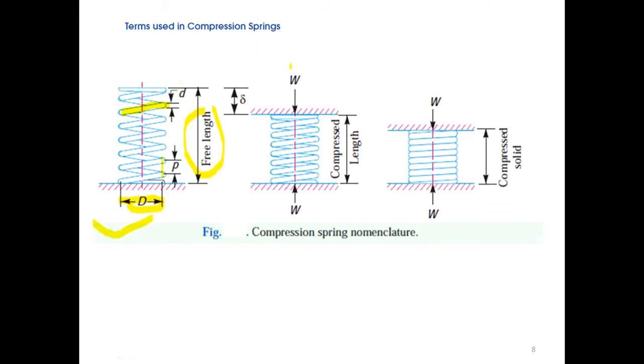Then when you apply a load on the spring, due to that load the spring is compressed to some length. The distance between the free length and the compressed length is called the deflection. So this is called the deflection. When we compress the spring under that load, the total length that is present is called the compressed length of the spring.